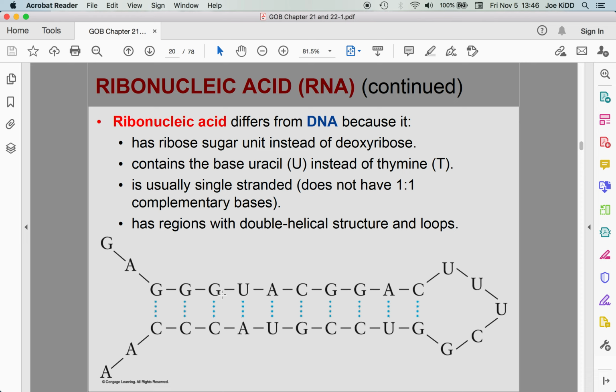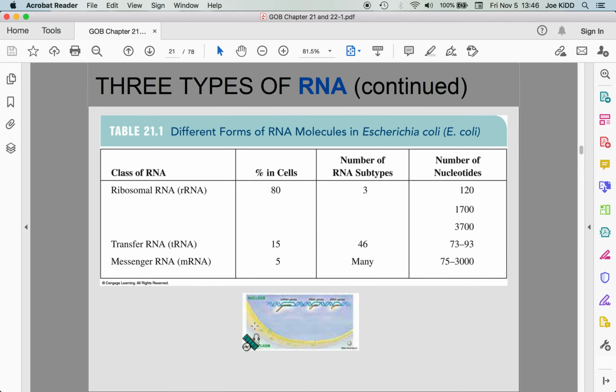In the areas where it does overlap and form a double helical structure, we do have base pairing going on, just like in DNA. But these loops mean that the ratios can be completely off. We could have one entire loop that is simply just uracil, which would obviously have a huge effect on the ratio of uracil to adenine as we were looking through the overall RNA structure.